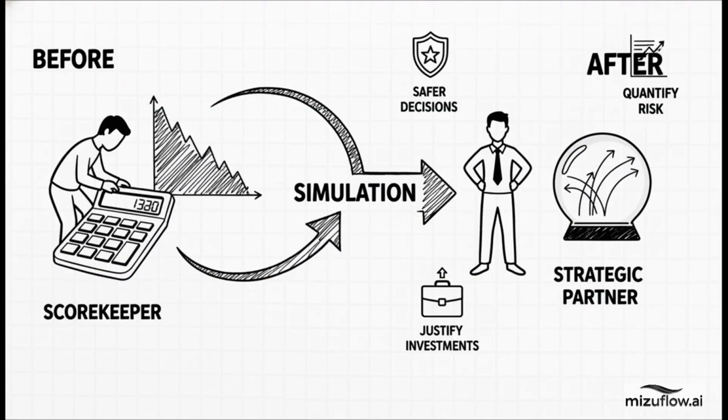And this isn't just about being more efficient. This is about strategic transformation. It's about making safer decisions by testing them first. It's about putting a real dollar amount on operational risk. It's about building bulletproof business cases for your staffing and tech investments. And really, at the end of the day, it's about changing finance from a team of scorekeepers into a team of truly predictive, strategic partners to the business.